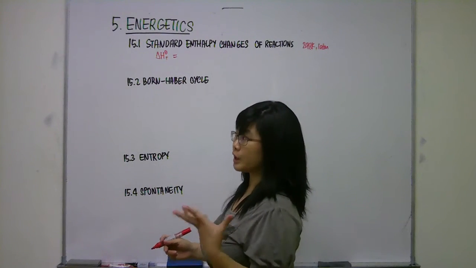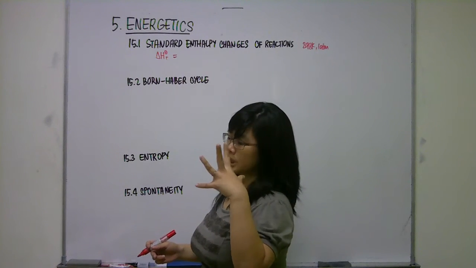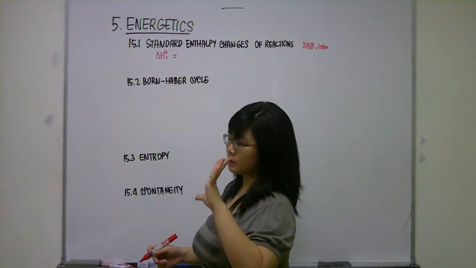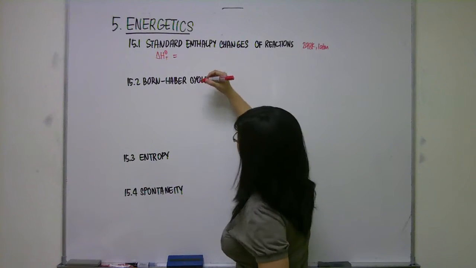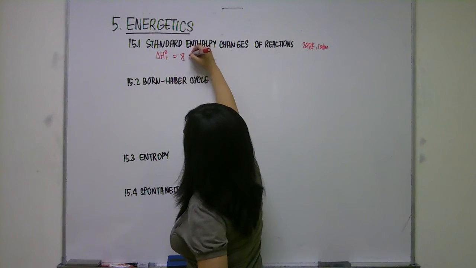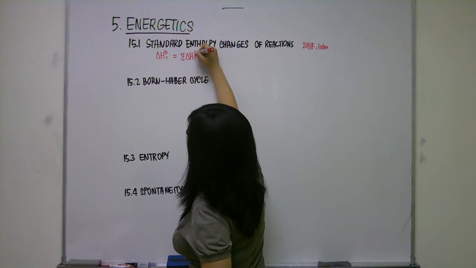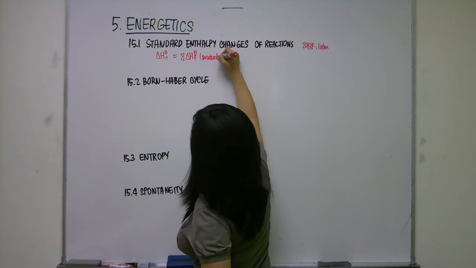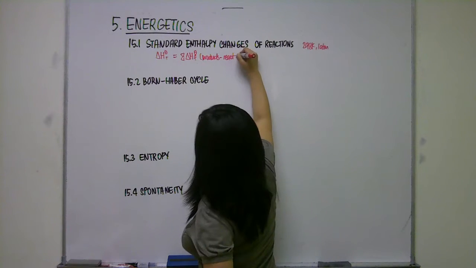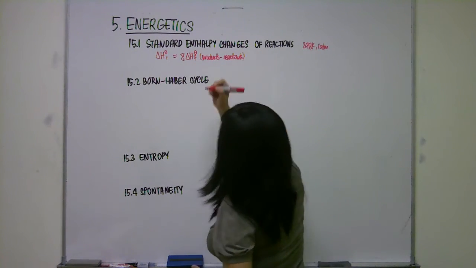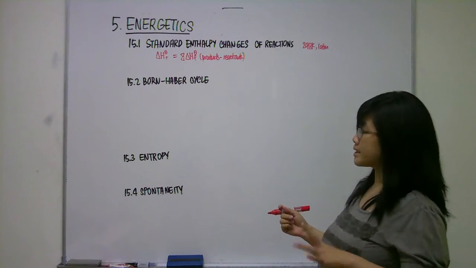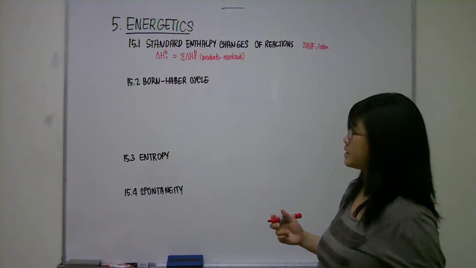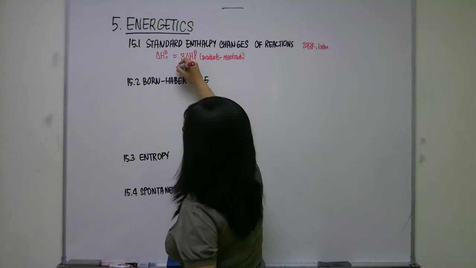If you're given the enthalpy change of formation of each of the reactants and products, you can take the sum of the enthalpy change of formation of the products minus the sum of the enthalpy change of formations of the reactants.